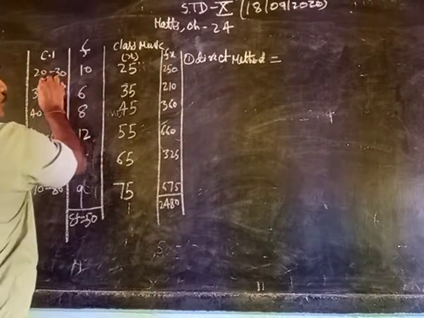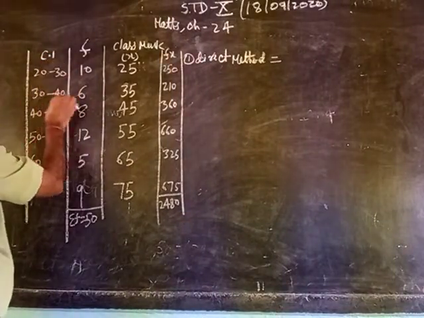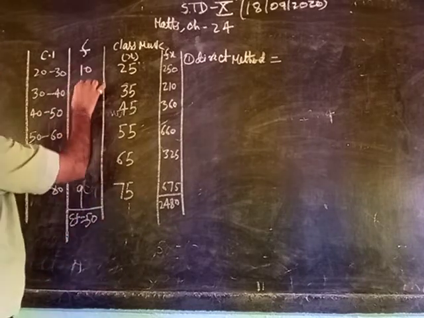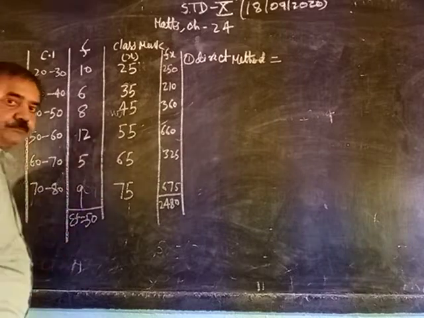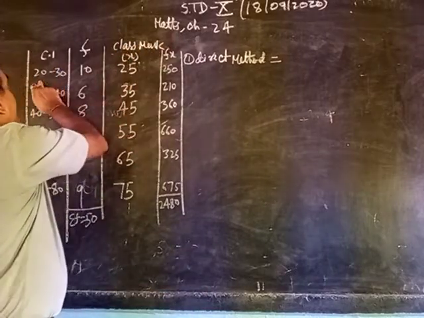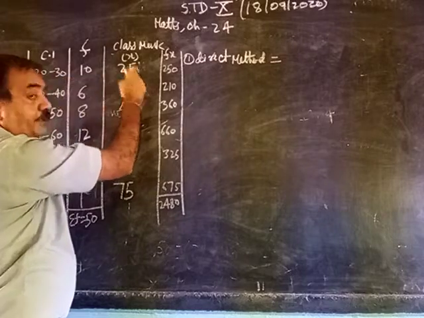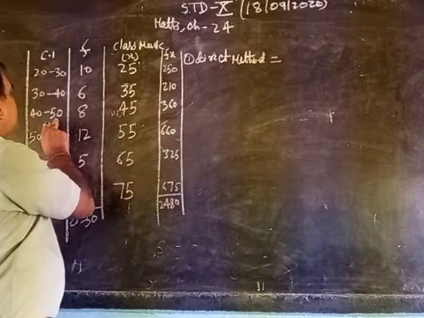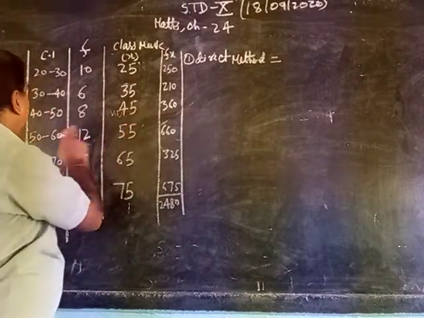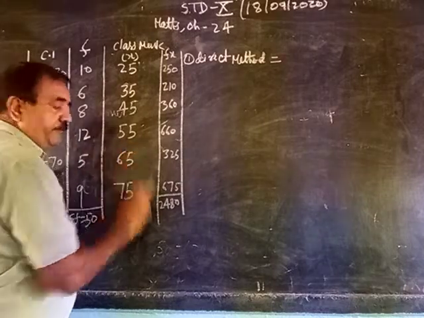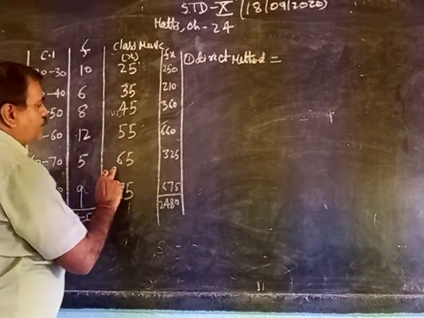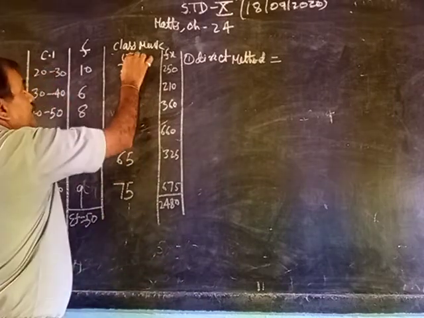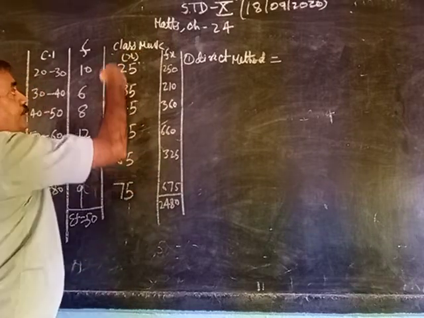The class intervals given are 20-30, 30-40, 40-50, 50-60, 60-70, 70-80. Frequencies are 10, 6, 8, 12, 5, 9. Class mark: 20 plus 30 divided by 2, 25. 30 plus 40 divided by 2, 35. 40 plus 50 divided by 2, 45. 50 plus 60 divided by 2, 55. 60 plus 70 divided by 2, 65. 70 plus 80 divided by 2, 75. This we denote by x, the class mark.